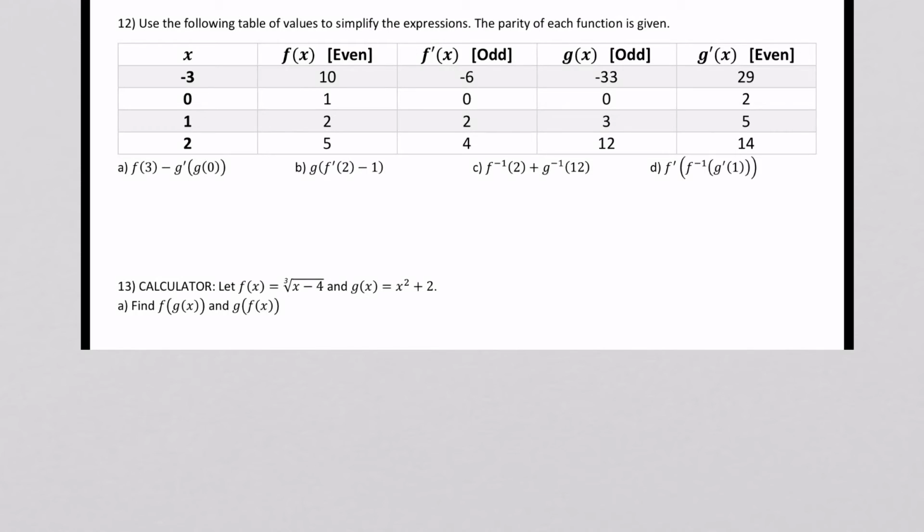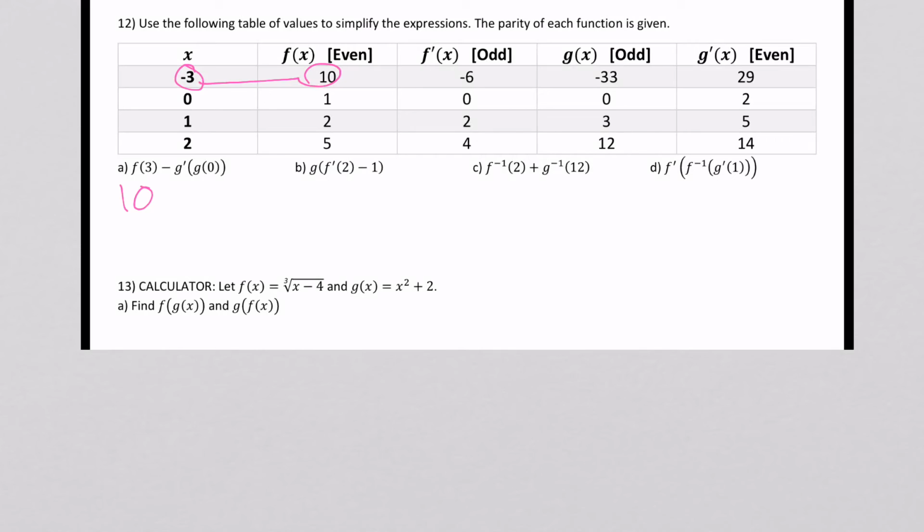So in A, our first thing is f of 3, and that means go to the x value of 3, but the x value of 3 doesn't exist. So we need to use the x value of -3 and go to our f column, which is 10. f is an even function, so if f of -3 is 10, so is f of +3. And so that first bit is 10.